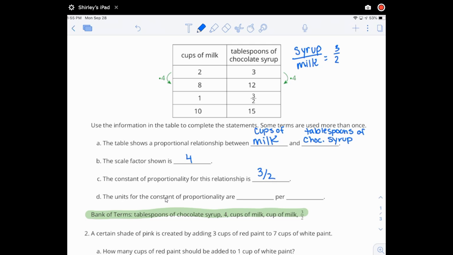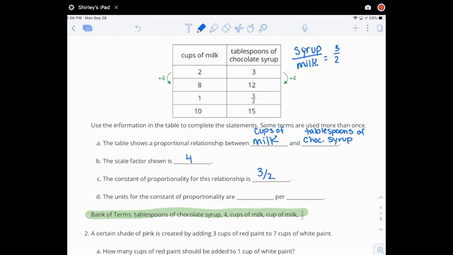And the units for the constant of proportionality are, so exactly what I did whenever I found my ratio, I did syrup to milk. So it is tablespoons of chocolate syrup per cup of milk. So keep in mind when you're talking about constant of proportionality or your unit rate, you're always talking about the right side of your table per 1 unit in your left. So how many tablespoons of chocolate syrup are in 1 cup of milk?